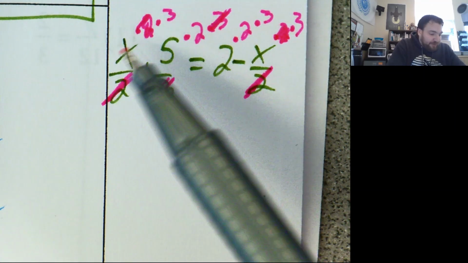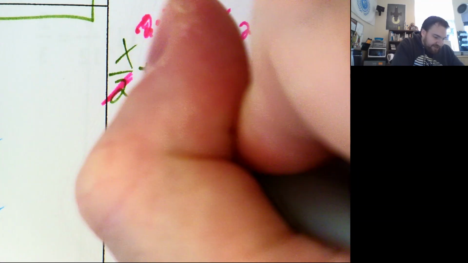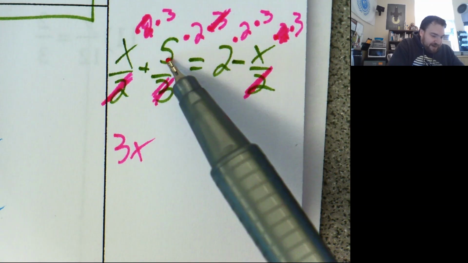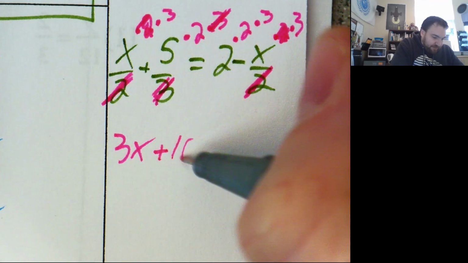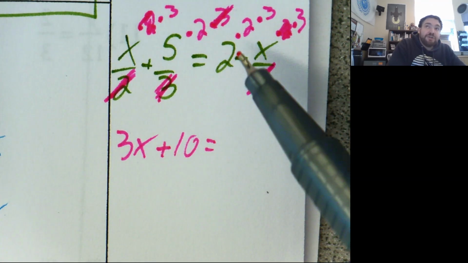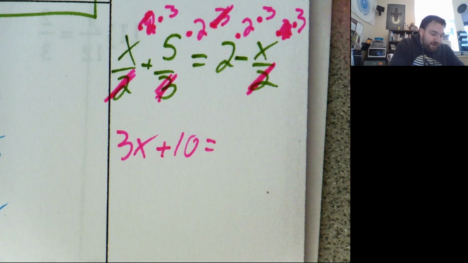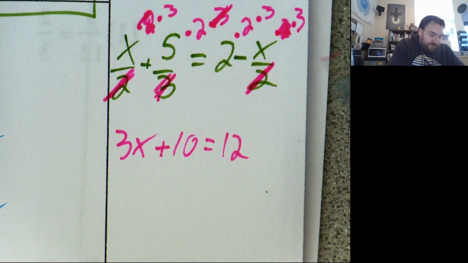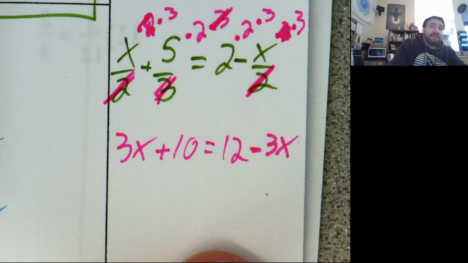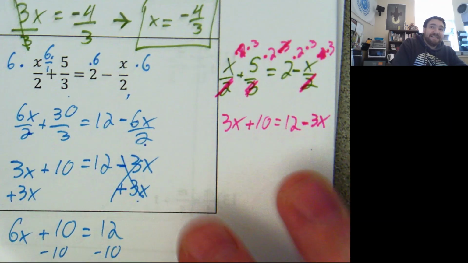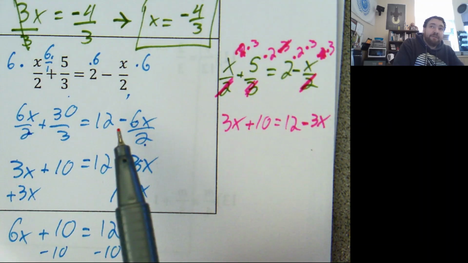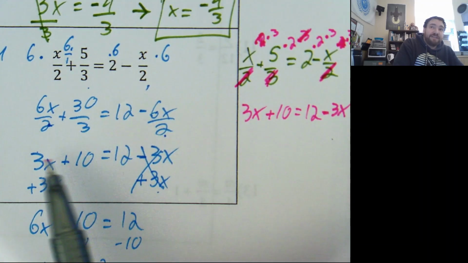So my first one, I'm just left with x times 3, which is just 3x. My second one, I'm left with 5 times 2, which is just positive 10, equals 2 times 2 is 4 times 3 is 12. And then a negative x times 3 is negative 3x. Effectively doing it this way just means I can skip this whole middle line right here. Takes us right to this line here.